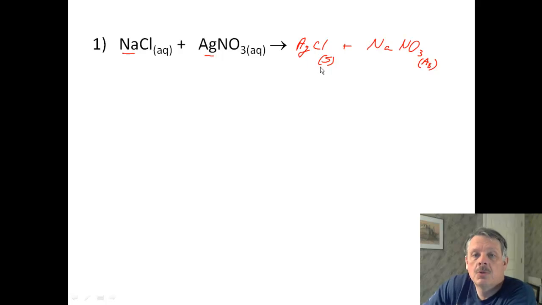Silver's +1, chlorine's -1, sodium's +1, nitrate's -1. Everything is +1, -1. Everything balances. So we have a balanced chemical reaction. And we put the state of matter for everything. So we're done with that one. And this, by the way, we did say it, but I'll put it on here anyway. This is a double replacement reaction.